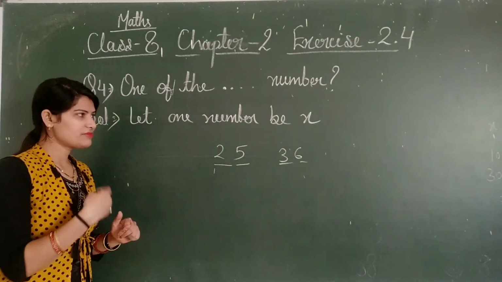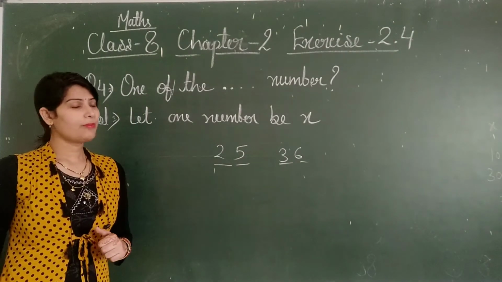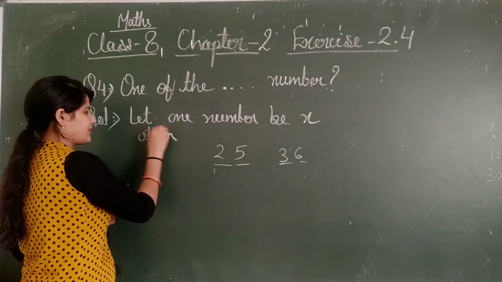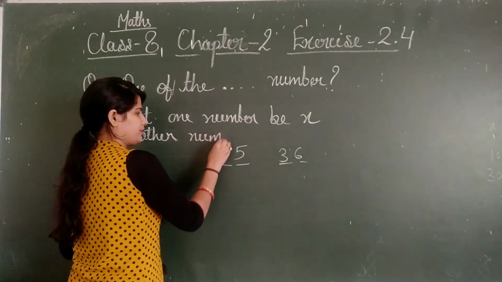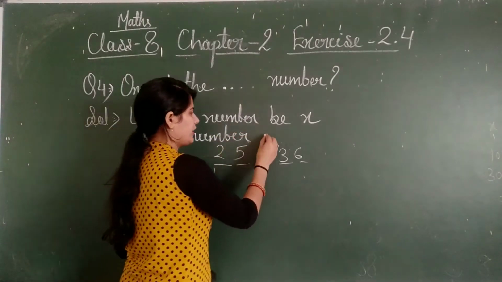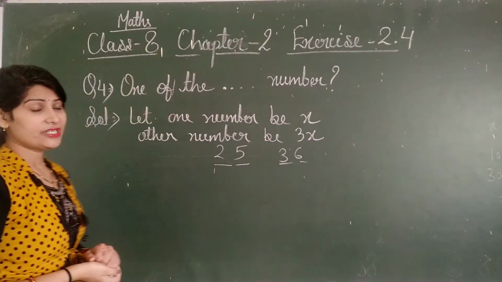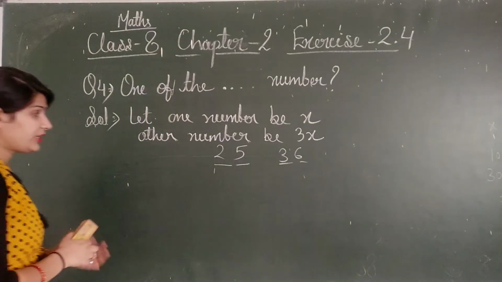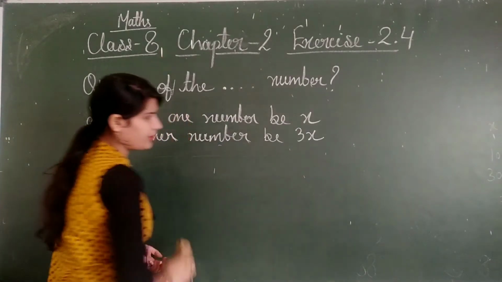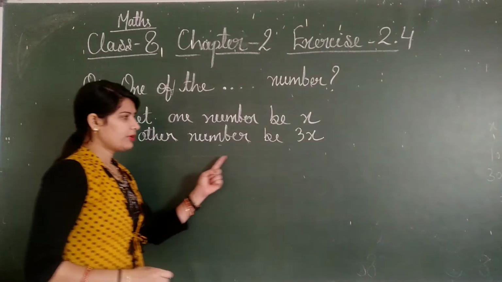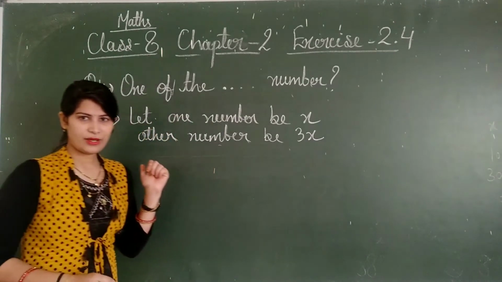Okay. Now comes another number. Another number is given here. So the other number is in the ones place. Okay. The other number be 3x, because in the question it is given 3 times a number. Okay, so 3 times a number. Now the other number be 3x, 3 times a number.